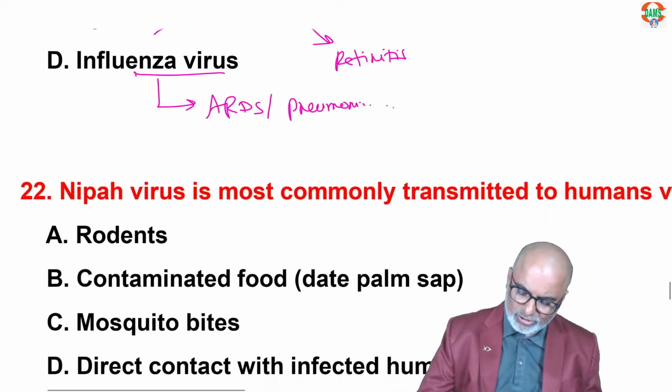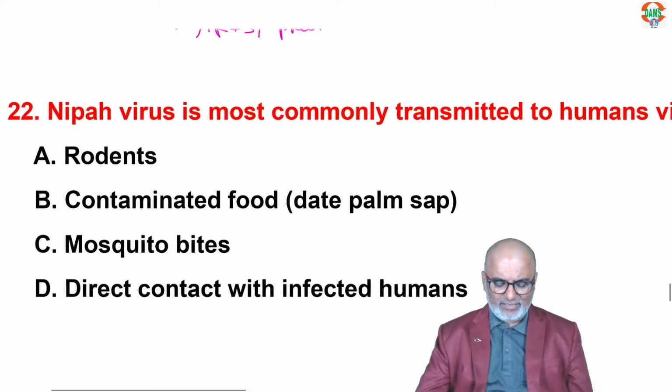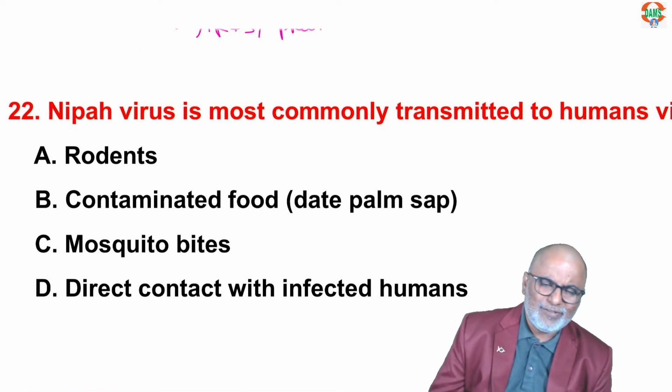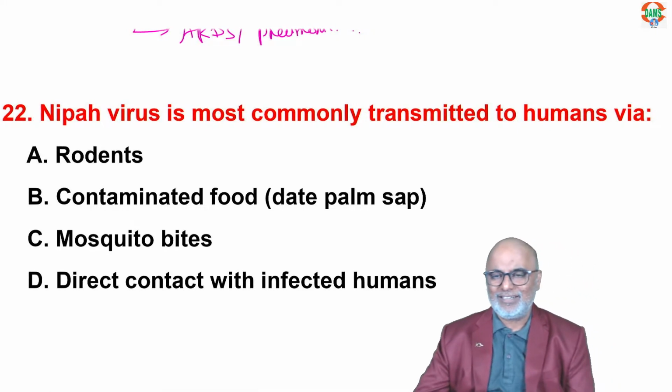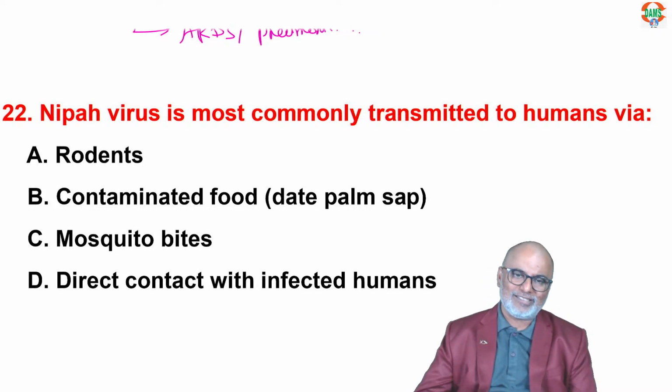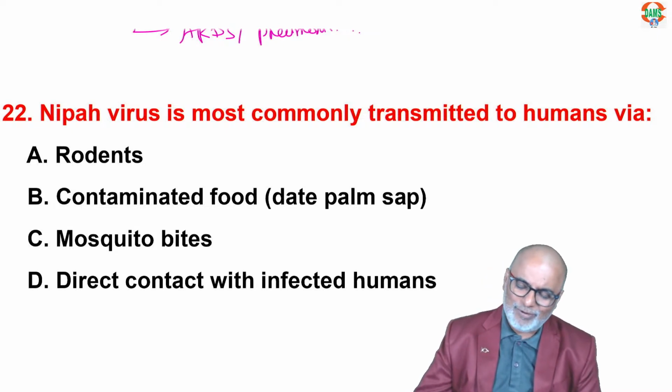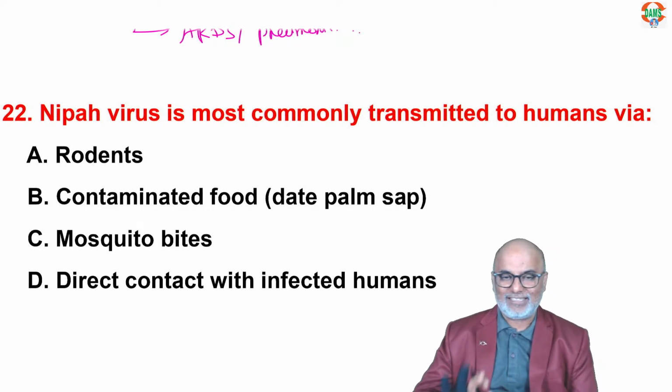Nipah virus, most commonly transmitted to humans via. General question. Even if you read the newspaper, you can answer. They give more elaborately in the newspaper than textbooks nowadays. WhatsApp University. If you join some group, people keep on forwarding all the things. Whether it is useful or not, people will forward. That's all. They never keep anything in their hands.